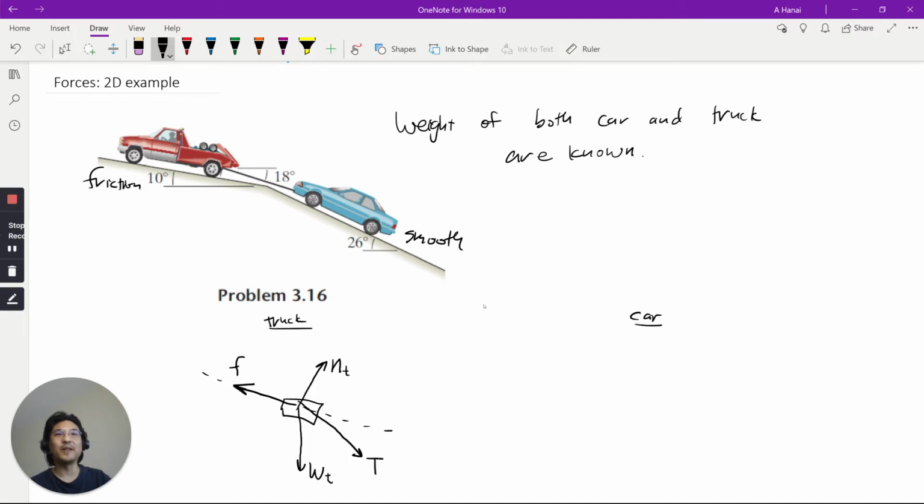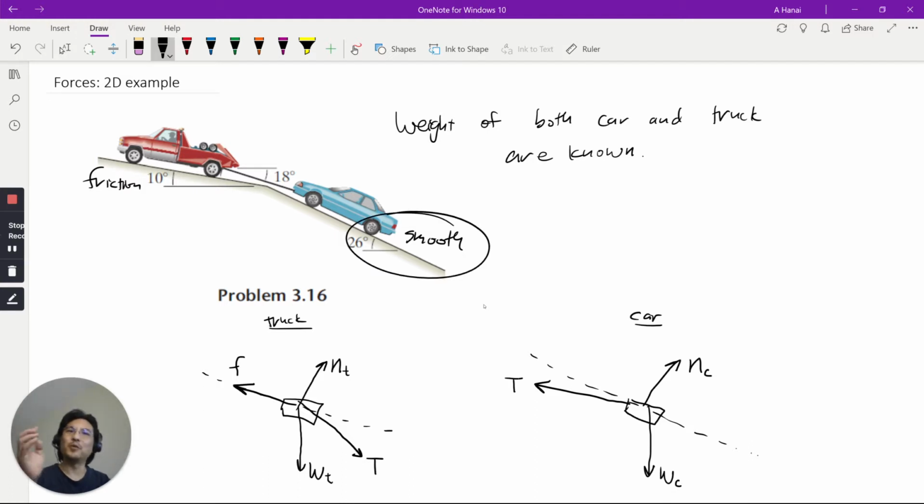And for the car, let's say here's the car. And then if the ramp is sort of like this, then there's a normal force, right? Normal to the surface for the car. There's the same tow rope, connected to the truck. So there's tension. The car has weight. And this is smooth. Okay, so that's it. So we got both free body diagrams.